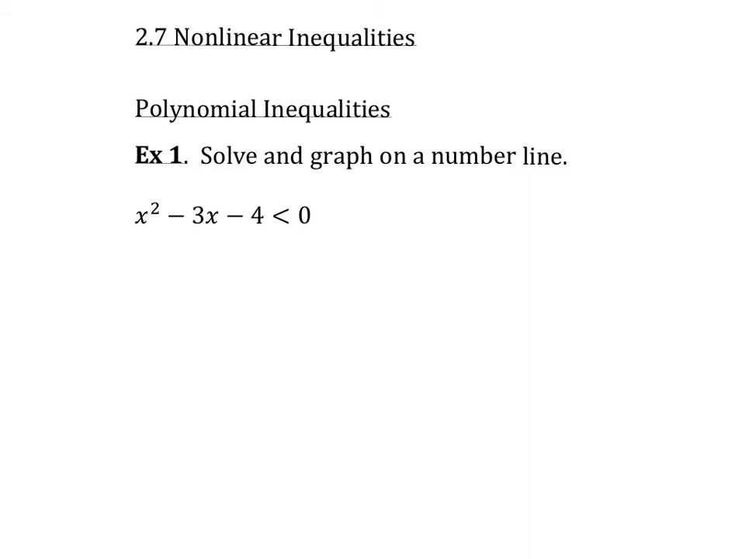Okay, so I have this inequality, x squared minus 3x minus 4 is less than 0. My first step is I'm going to find the critical numbers. And you don't have to write down all these words every time you do it. I'm just doing that because it's our notes. The critical numbers for a polynomial are going to be the zeros. So I'm going to try to find the zeros. Because I'm just finding the zeros, I can make this equal to 0.